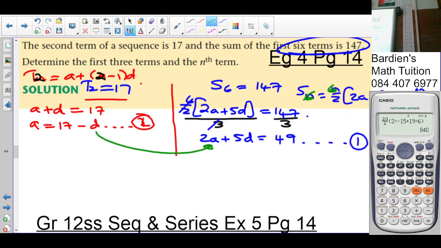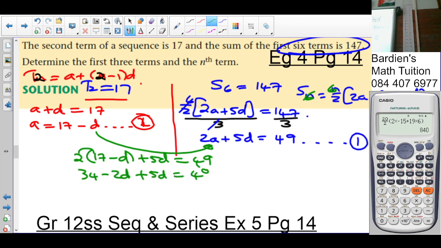So that's now going to read: if I see here a, I put the 17 minus d. So it's 2 into 17 minus d plus 5d is equal to 49. That is 34 minus 2d plus 5d is equal to 49. Negative 2d plus 5d is 3d. So 49 minus 34 is 15. So d works out to be 5.